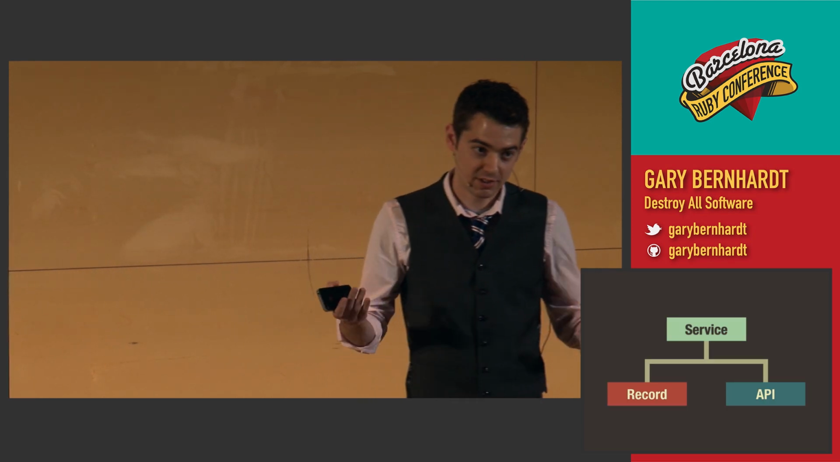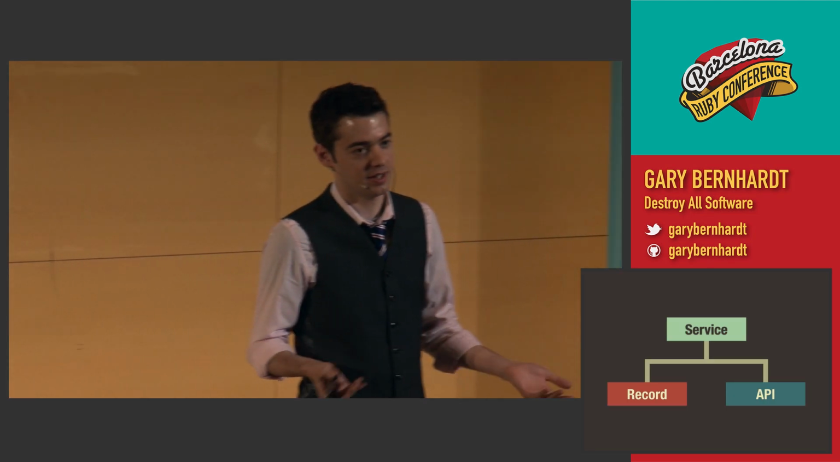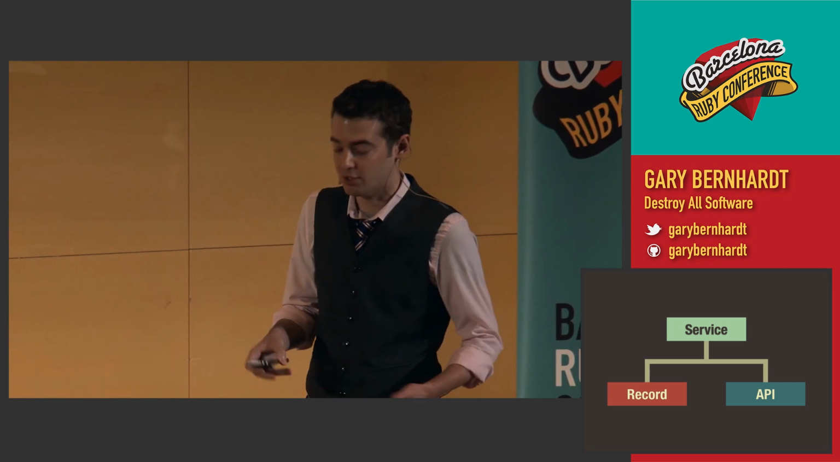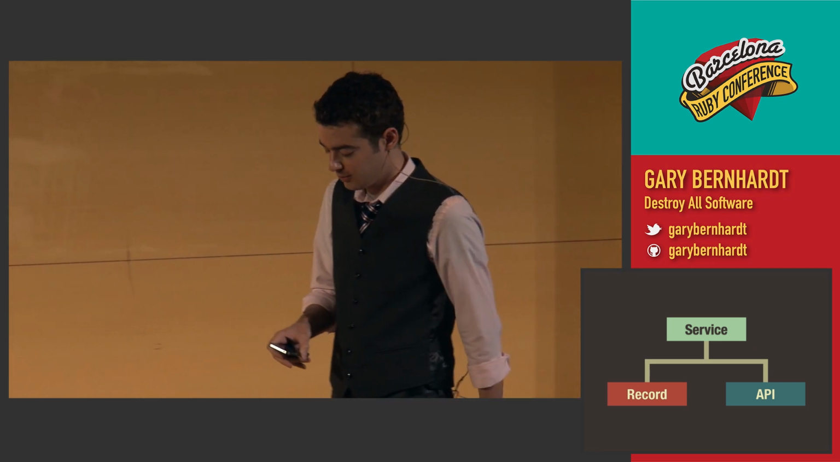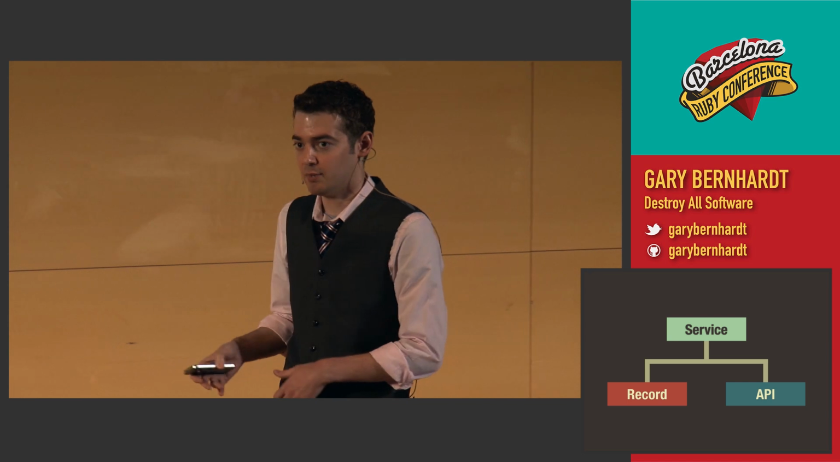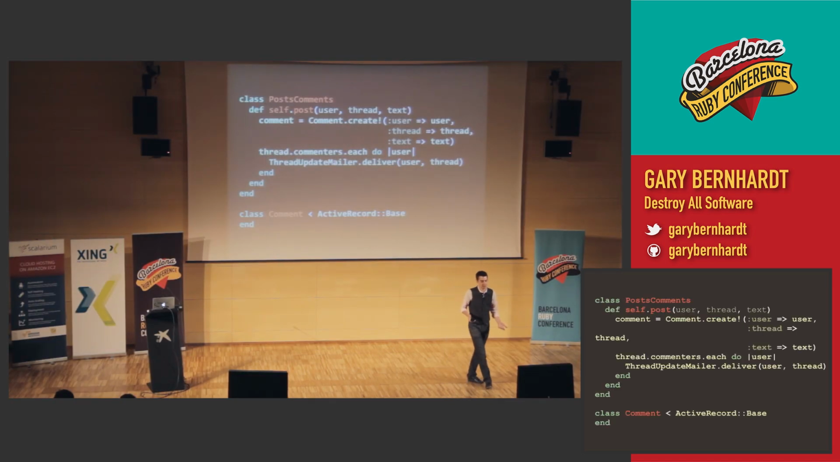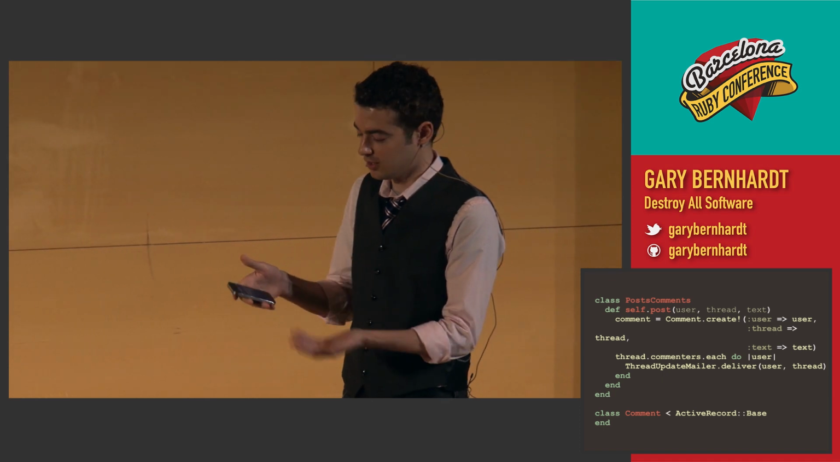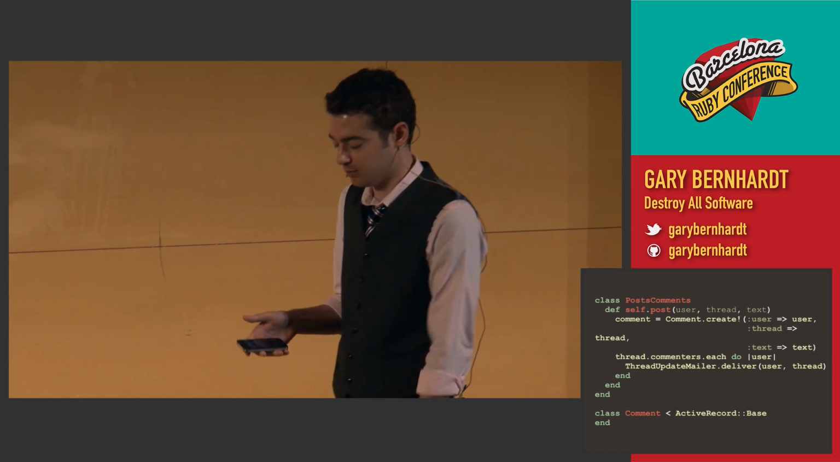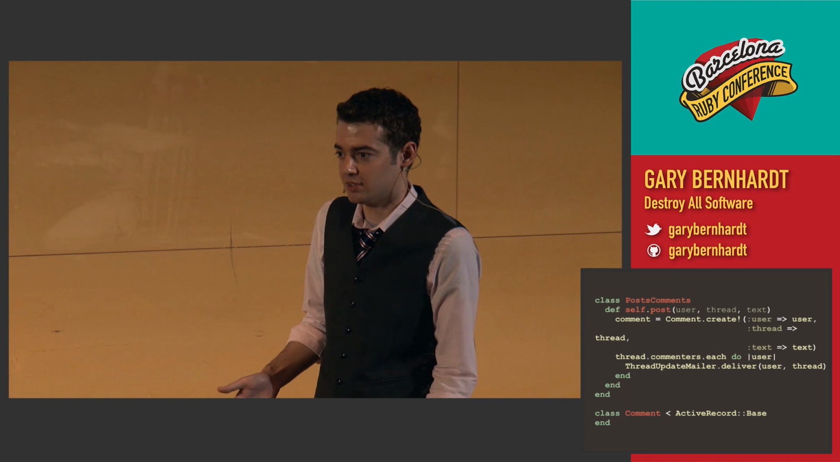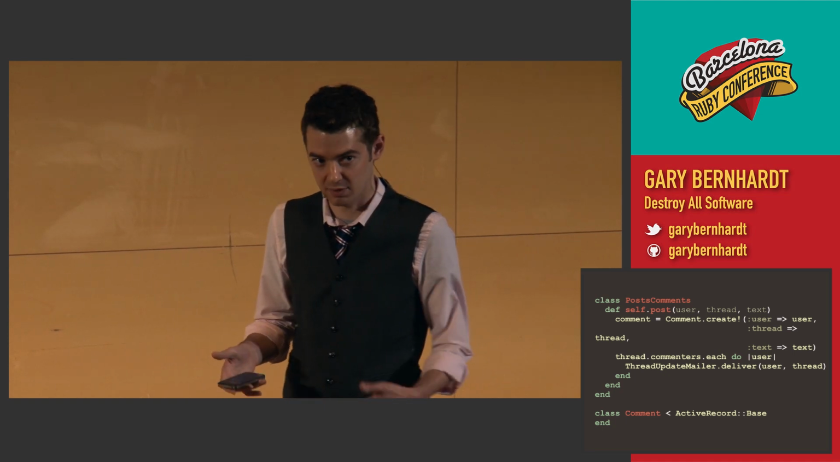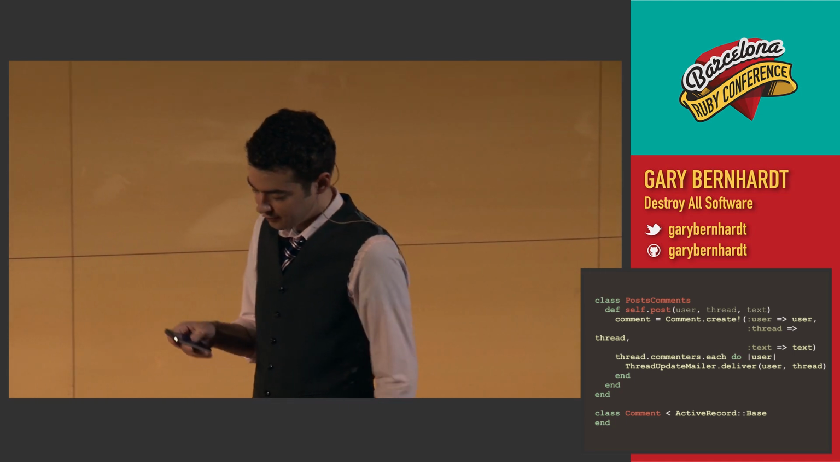So if we create a service that aggregates the process of creating a user or creating a whatever, it can make the record, it can hit the API, it contains that logic. And here's the same example done that way. So this service posts comments. It creates it in the database. It then, for each of the commenters in the thread, emails them. And now the ActiveRecord object has no coupling to the external system, to the email server.